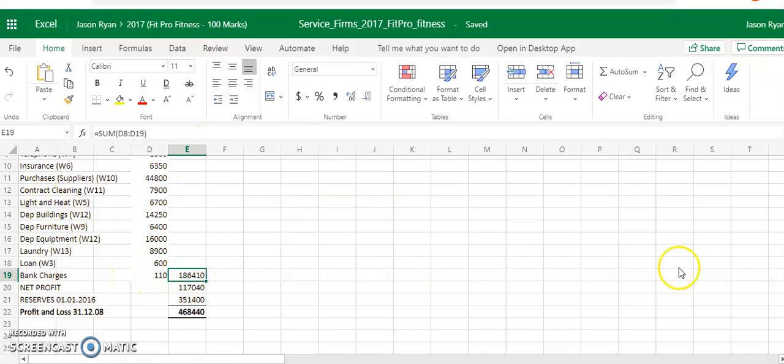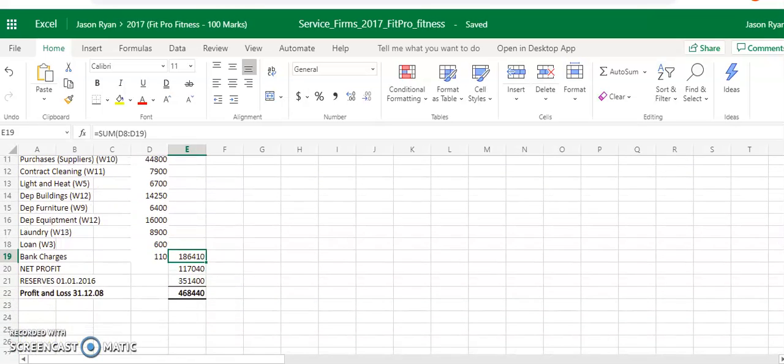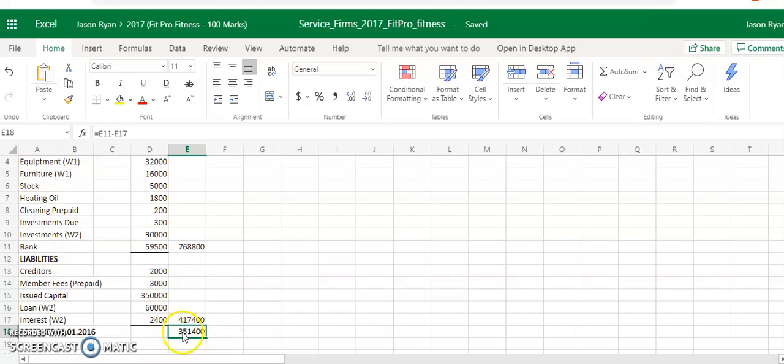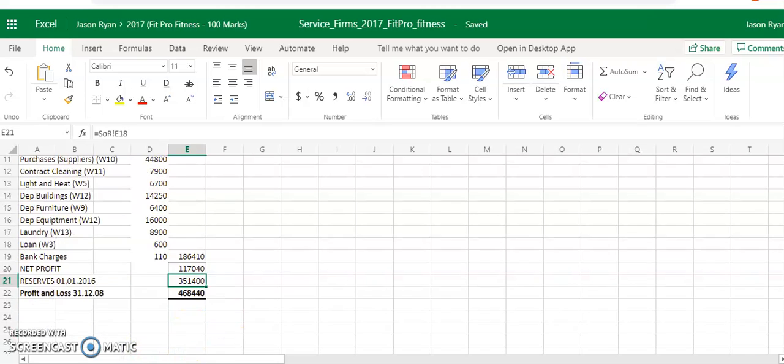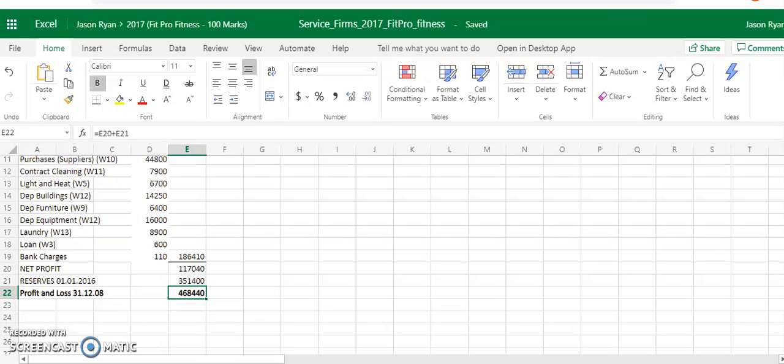So you're going to add up all your liabilities. You're going to take them away from your assets. It's going to give you a net profit. And then you're going to add on your reserve that we calculated as part of your statement and revenue of 351,500. So that's going to give you a total profit of 468,400, and that's going to go into your balance sheet as part of your finance. So your profit and loss goes in there, and that's how you answer part C, calculating the profit and loss.